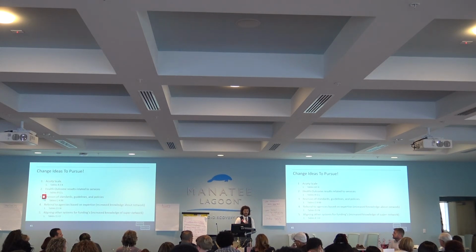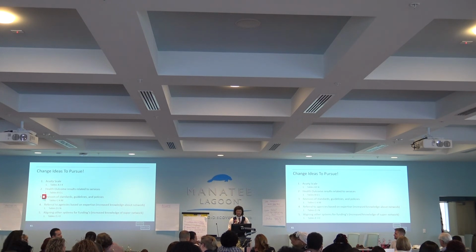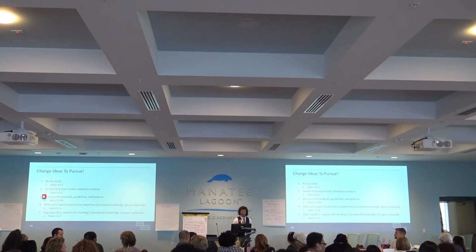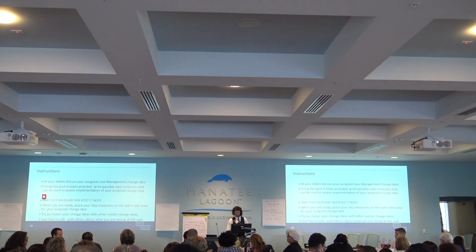So the way that this is going to work is that all of you are seated at a table that is marked. Tables A, F, and K will focus on the acuity scale. Tables B, G, and L will focus on health outcome results related to hub services. Tables C, H, and M, revision of standards. Tables D, I, and N, referral to agencies, about the referral network. And tables E, J, and O, aligning with other systems.